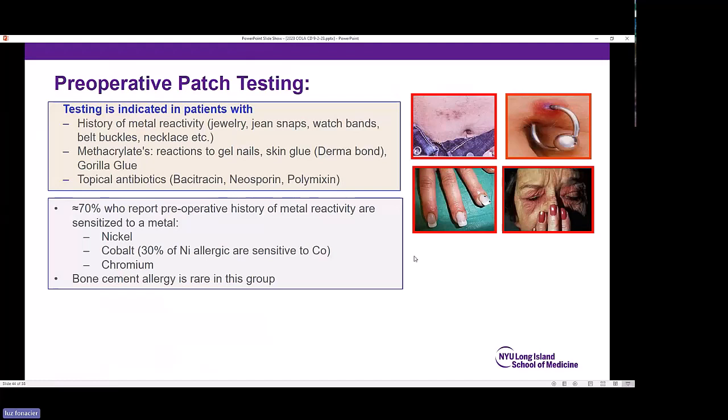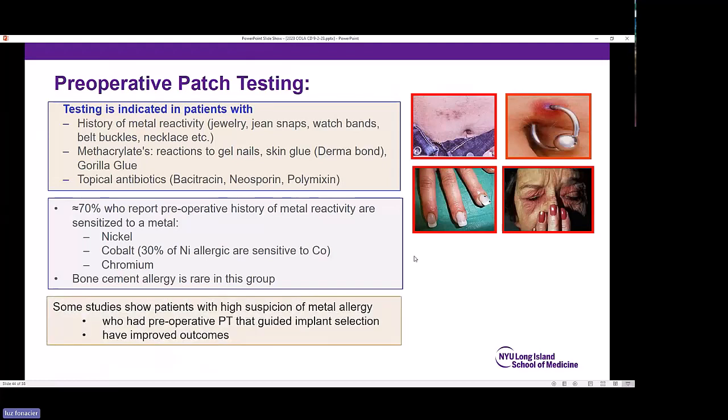Nickel, cobalt, and chromium are the most common. But bone cement allergy is rare in this group pre-operatively, okay? This goes up post-operatively. And some studies have shown that patients with a high suspicion of metal allergy who had a pre-operative patch test guiding implant selection have improved outcomes.